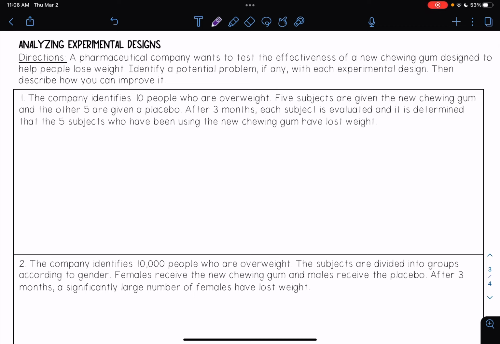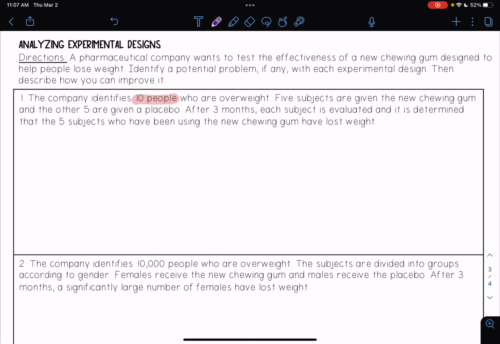After 3 months, each subject is evaluated and it's determined that the 5 subjects who have been using the new chewing gum have lost weight. Remember, with an experiment, we want everyone randomly assigned to the treatment or control group. We want the same conditions, and we just learned we want a large sample size to improve the validity. A red flag to me is that they're only testing 10 people with this weight loss drug. A way they could improve it is to have a larger sample size so the experiment can be replicated.